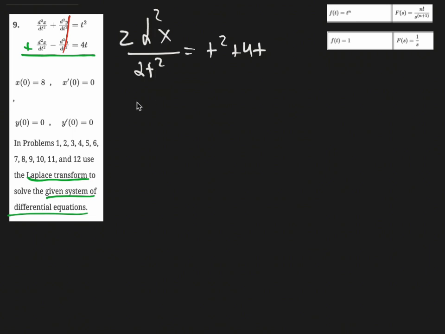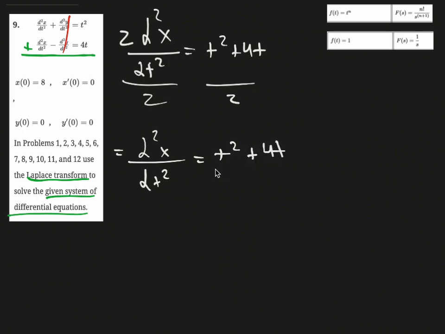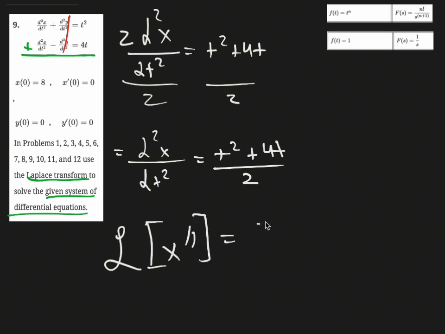So once we have this, we want to isolate our d squared x over dt squared. And by the way, it looks a little daunting, but it's actually the same exact thing as x double prime. So divide by our 2, and d squared x over dt squared equals t squared plus 4t over 2. Now the next step is we have to invoke our Laplace transformation. To save time, I'm just going to write that as x double prime equals Laplace.